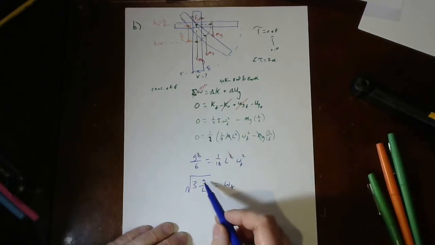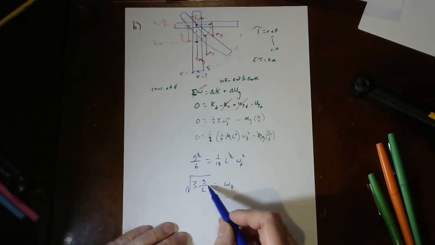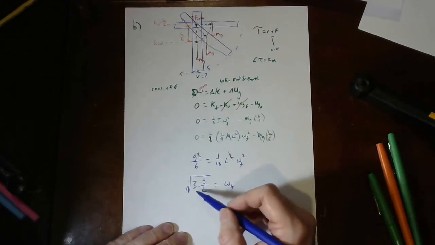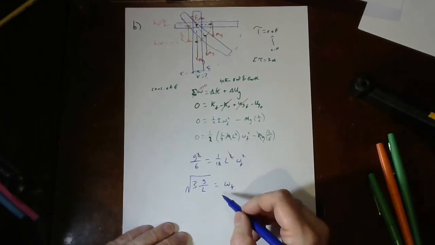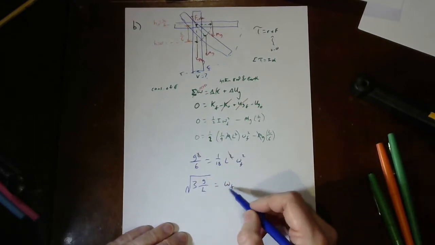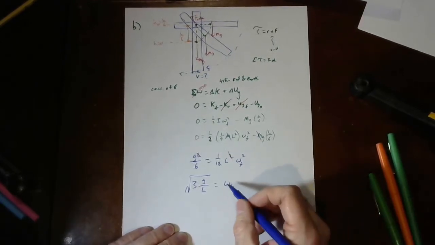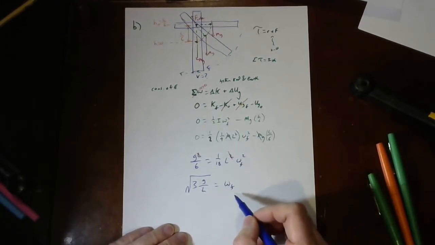Looking at this units-wise, G is in meters per second squared, and L is in meters. So I'll just get a per second squared. Then I take a square root, so it'll just be seconds per second, which is the unit for angular velocity, radians per second. So anyway, moving on.